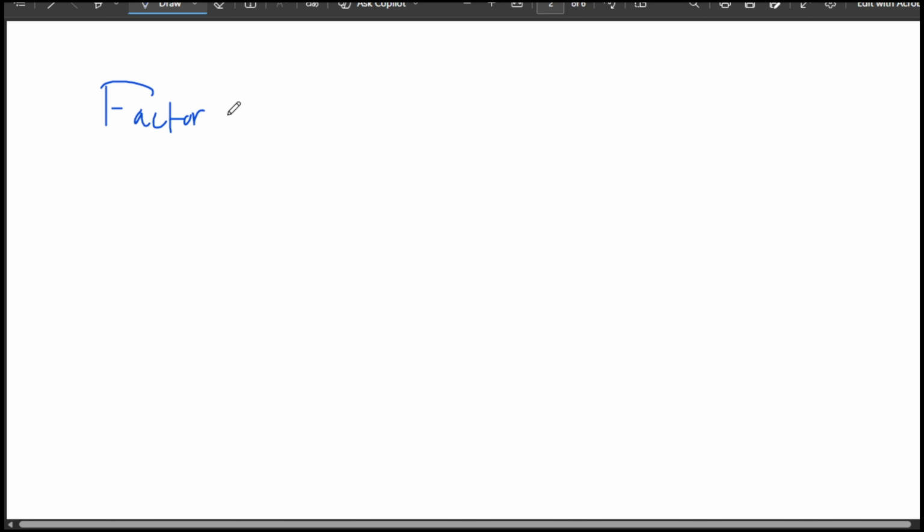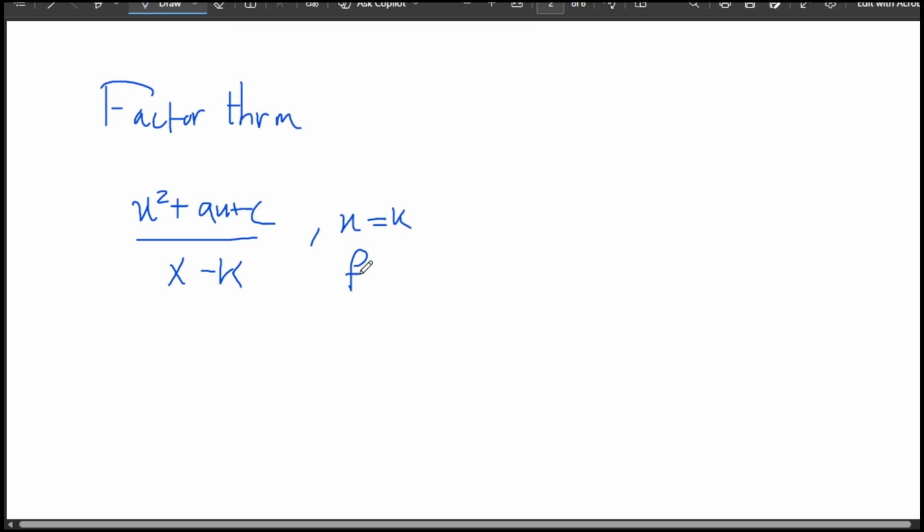So what is the factor theorem? The theorem states that if you have a quadratic, x squared plus ax plus c, divided by x minus k, and you want to find the value when you input x equals k in the numerator, then f of k is the same thing as our remainder.